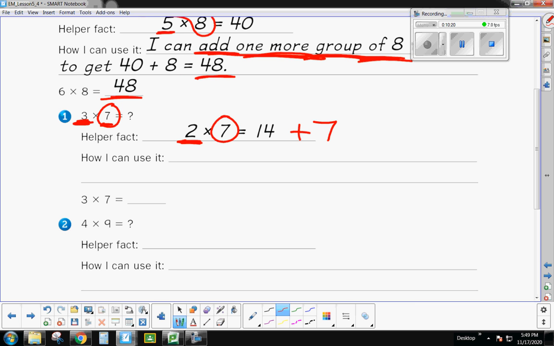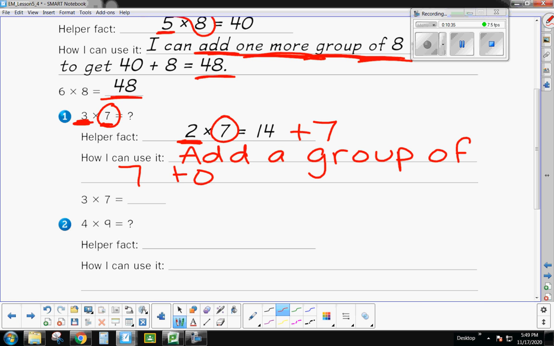So when it says, how can I use it? We're going to say, add a group of 7 to 14. Okay, that's what you're going to do. And so when I add a group of 7 onto 14, what do I have?